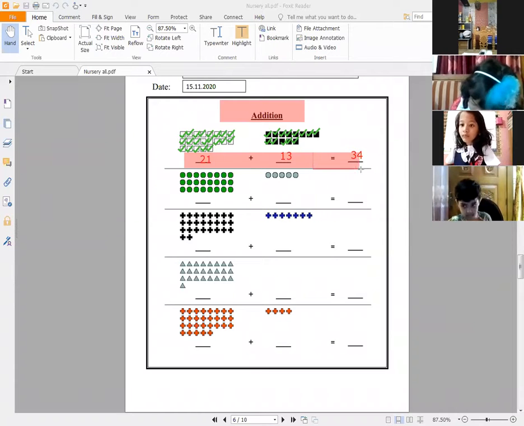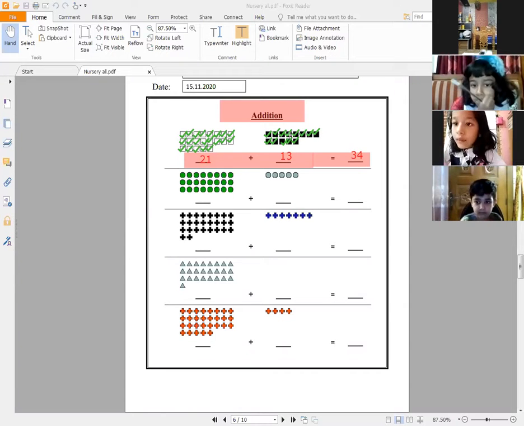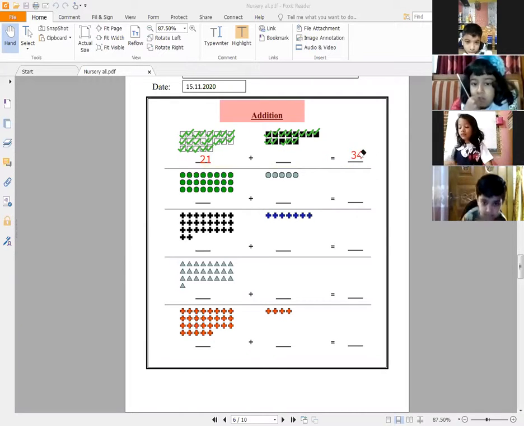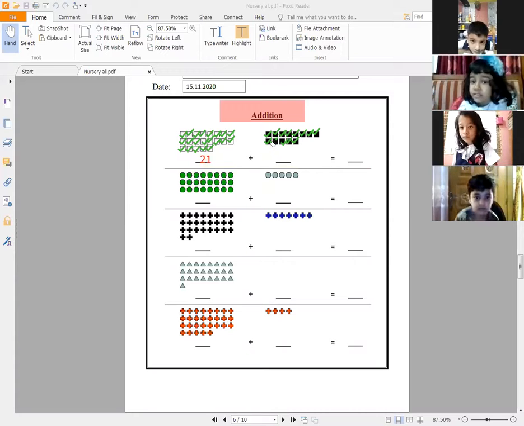34. Yes, it won't be 30, it will be 4 too, 40. 1, 2, 3, 4, 5, 6, 7, 8, 9, 10, 11, 12, 13, 14. Yeah, baby. Thank you, Safwan. This is not correct. 3 and 3, 9.